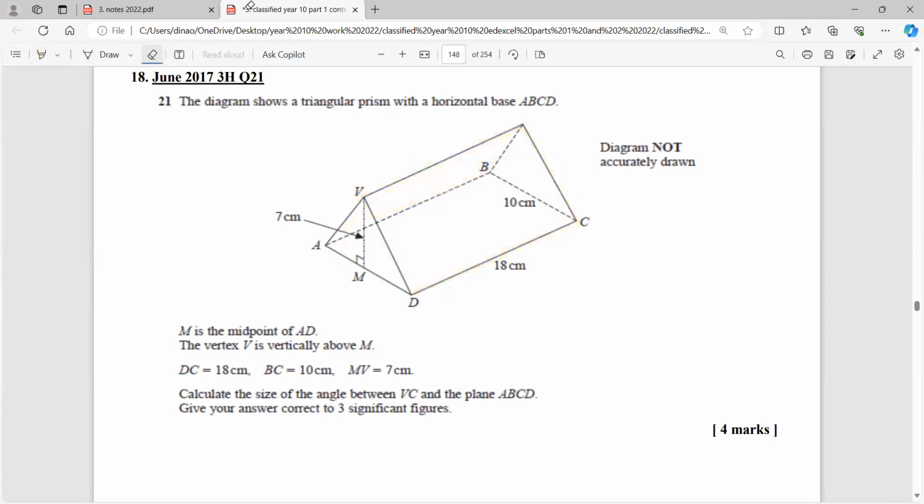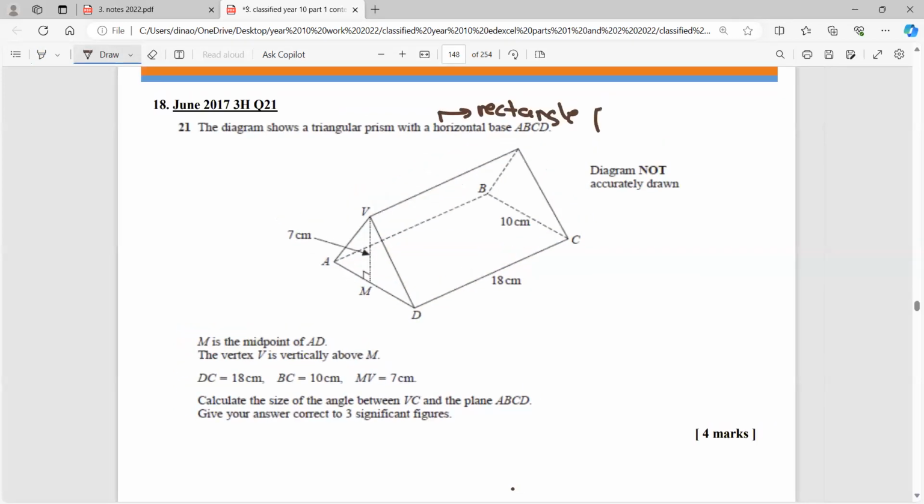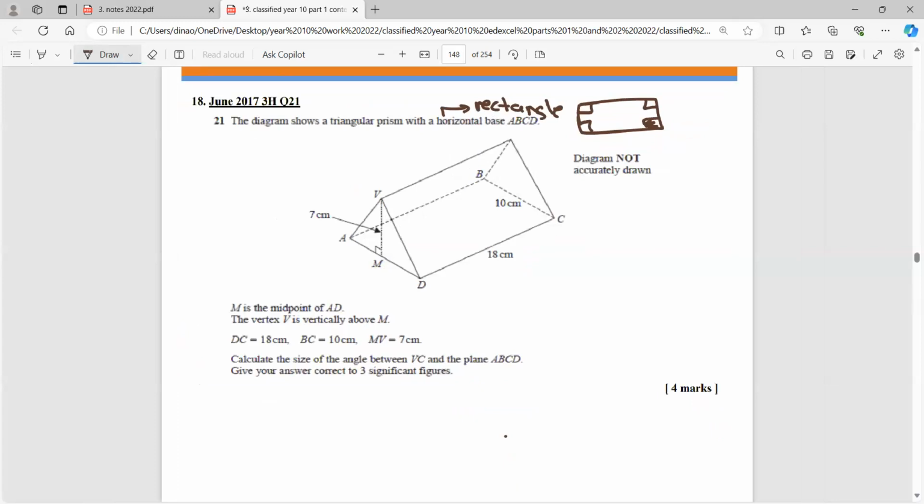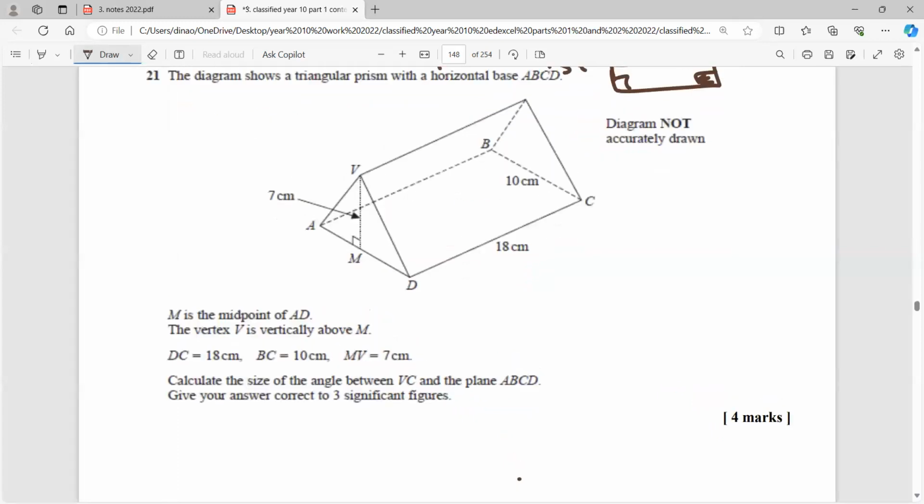Okay, so why is it important for you to know that we have 3 rectangles? Because the rectangles are an indication of 90 degrees. And since I have 90 degrees, I can use Pythagoras and SOH CAH TOA. Of course, we have to identify the equal sides in case we need them. Now, all of the sides parallel to the 18 are equal to 18.